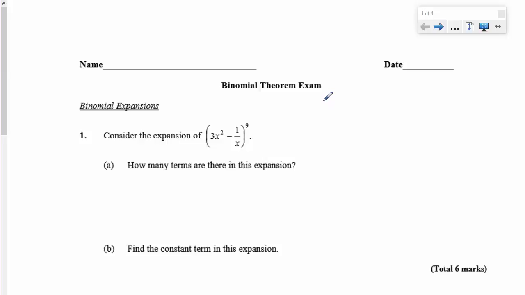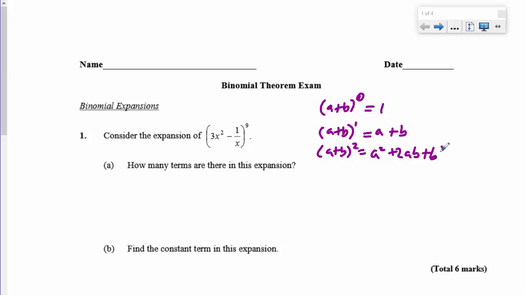So if I have (a plus b) to the power of 0, everybody knows that this is going to be 1. Okay, anything to the power of 0 is 1. If I have (a plus b) to the power of 1, this will be a plus b. If I have (a plus b) squared, this will be a squared plus 2ab plus b squared.